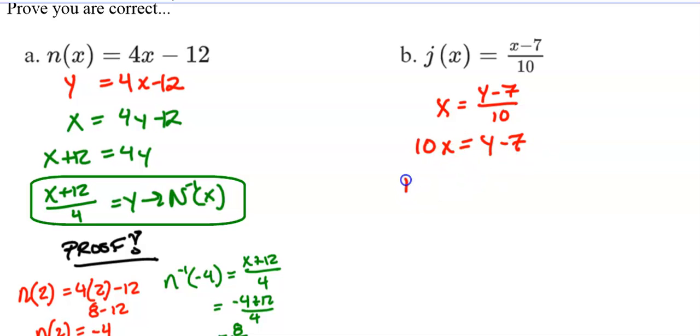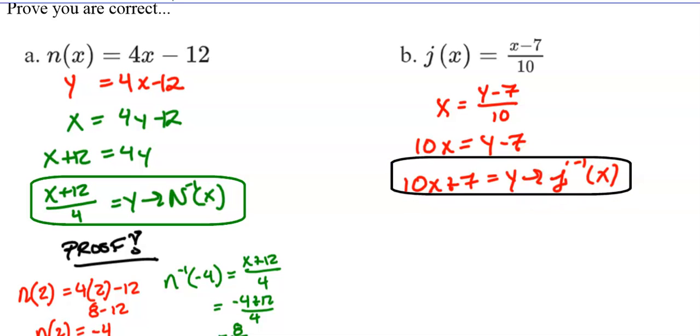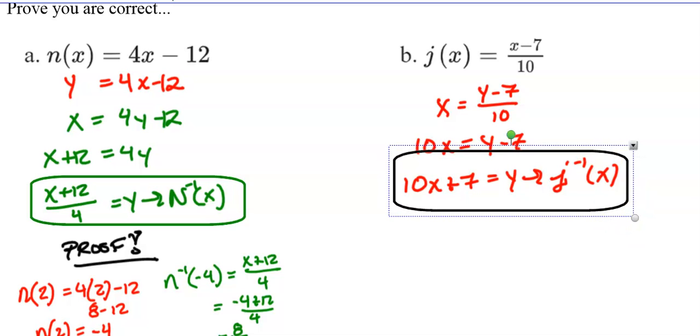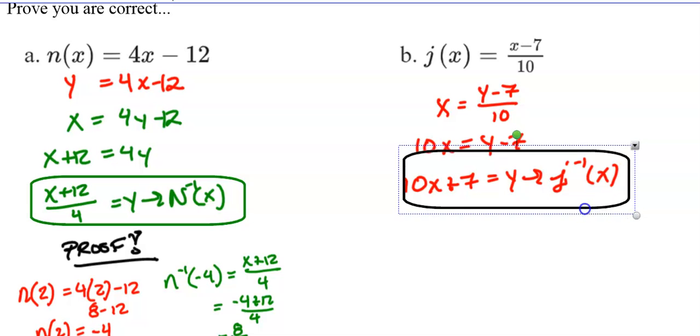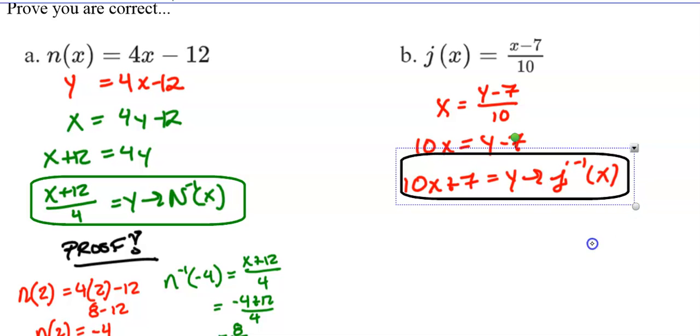And then we add 7. So we get 10x plus 7 equals y. And that's supposed to be our j inverse of x. So as you get practice with solving equations, this stuff starts becoming a little bit simpler. It will still throw a lot of people, and that's normal until you get a lot of practice. So there we go. Okay, so that's our inverse function.